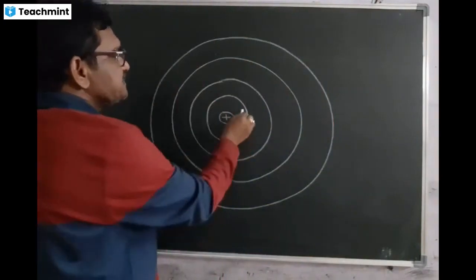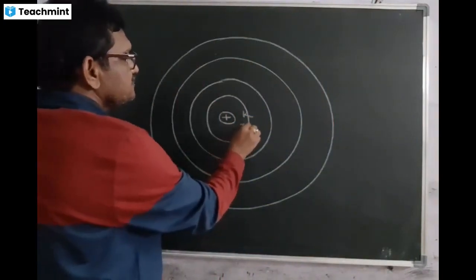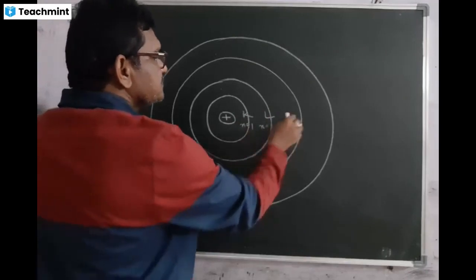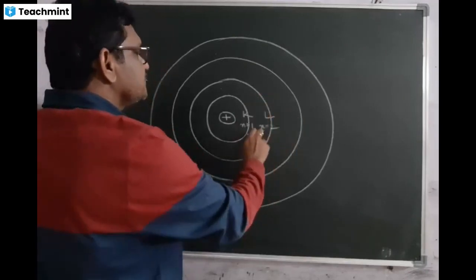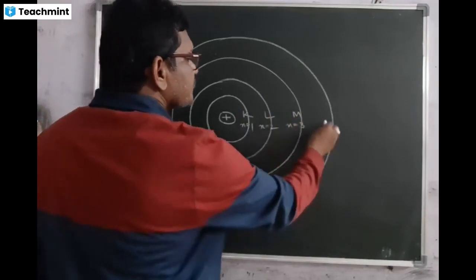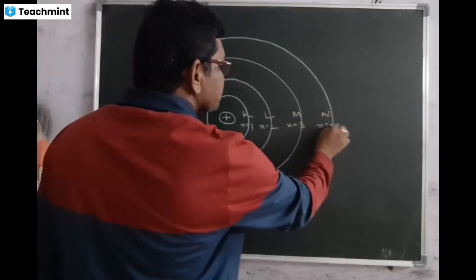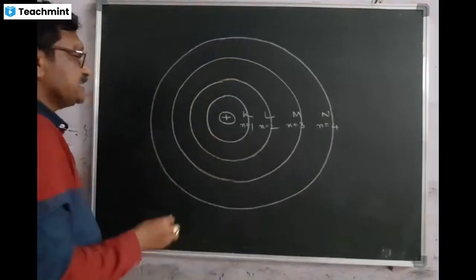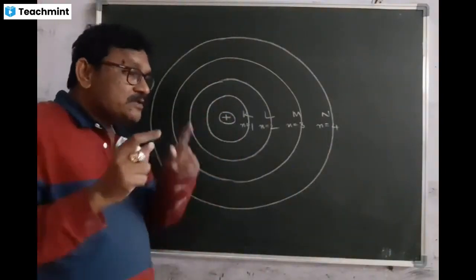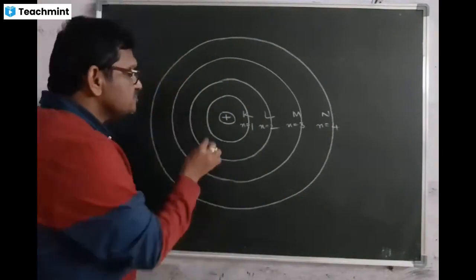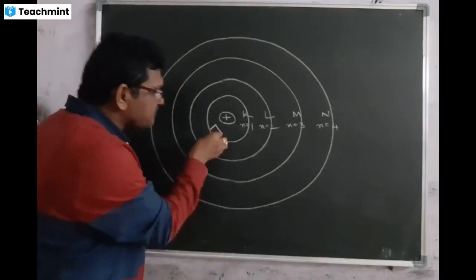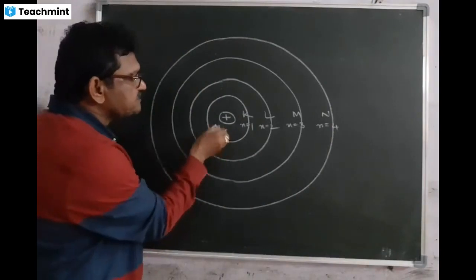So this is K or n equal to 1, the first shell. This is L, the second shell, represented n equal to 2. This is the M shell, the third shell. This is the N shell, the fourth shell. See, in the first shell there is only the s subshell. So the s subshell contains how many s orbitals? Only one s orbital. This is nothing but 1s.